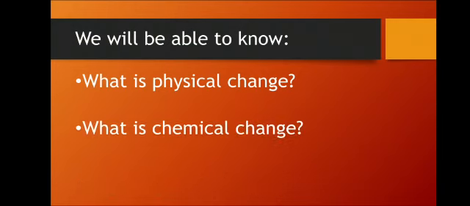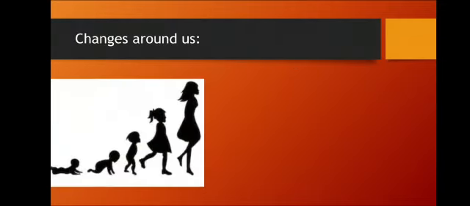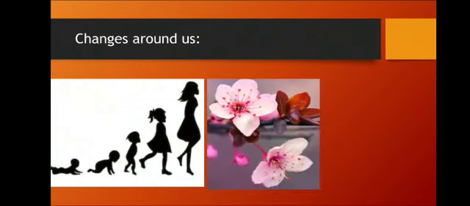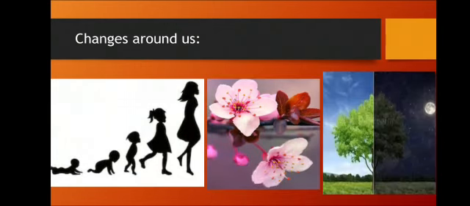Before we get started with physical and chemical change, let us find out what are the changes that take place all around us. Human beings are born as babies and with time they grow into adults. Flowers blossom. Day changes to night and night changes to day are examples of changes that take place all around us. Changes taking place around us can be of two types, physical change and chemical change.